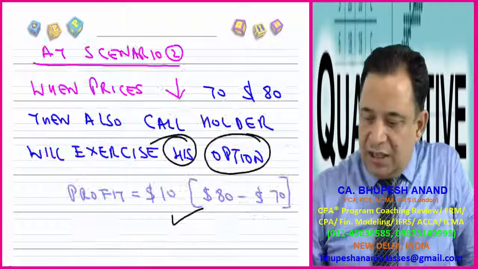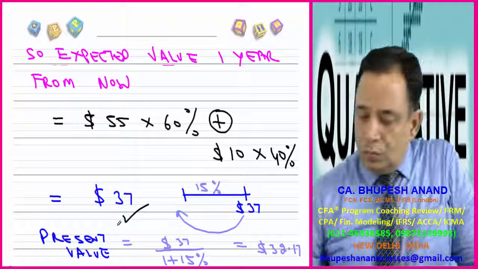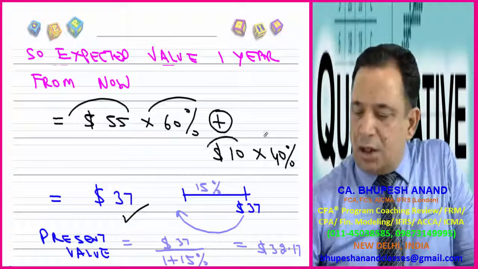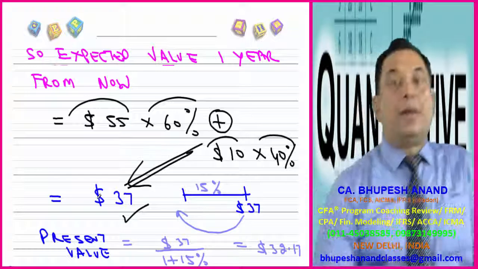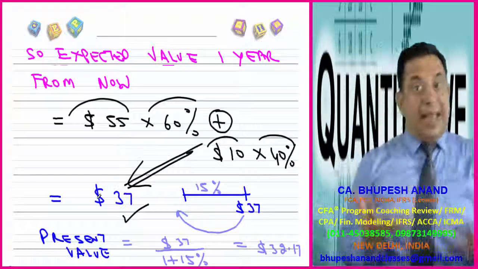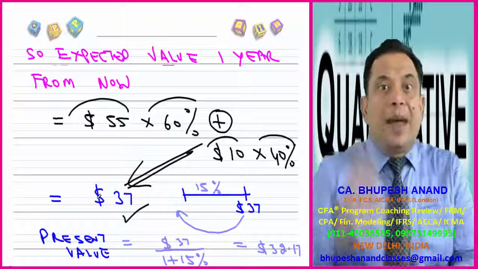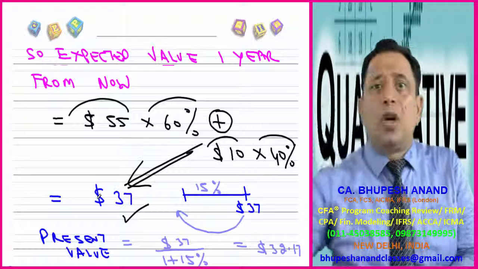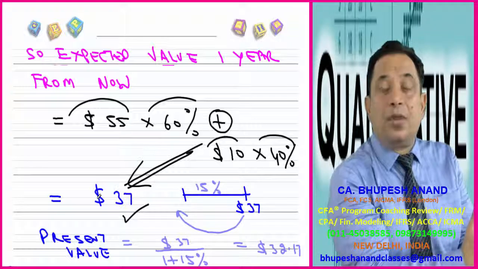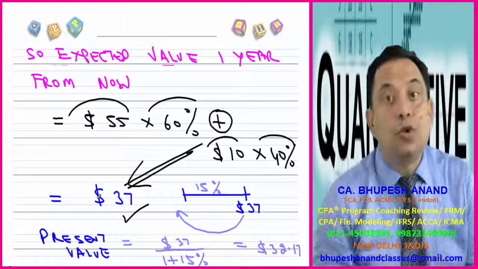So just see, $55 into 60% plus $10 into 40%, that comes to $37. It means the price of this call option after 1 year will be $37. But I am standing here at T0. I want to find out how much should be the option premium, at least, which the call holder should pay to the call writer. So I will discount that 37 to today's terms. I will calculate the present value of that, and supposing the time value factor is 15%, then I have calculated that it comes to 32 point this much.